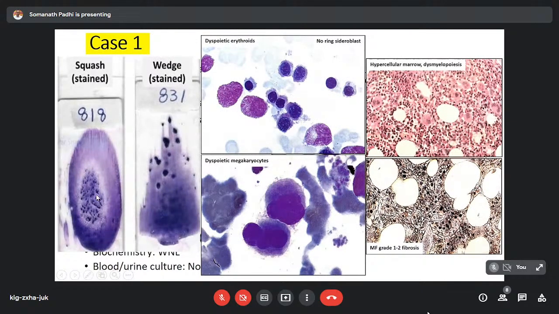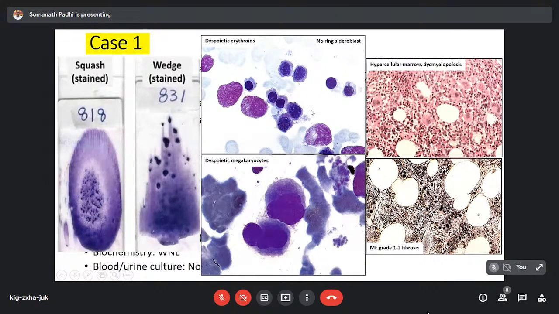When you did the marrow, on the left hand side you can see the direct smear as well as the crush or squash preparation of this bone marrow aspirate, which was particulate and hypercellular for age 35 years. In the central panel you can see that the myeloid to erythroid ratio was almost 1:1, with slight erythroid predominance rather.